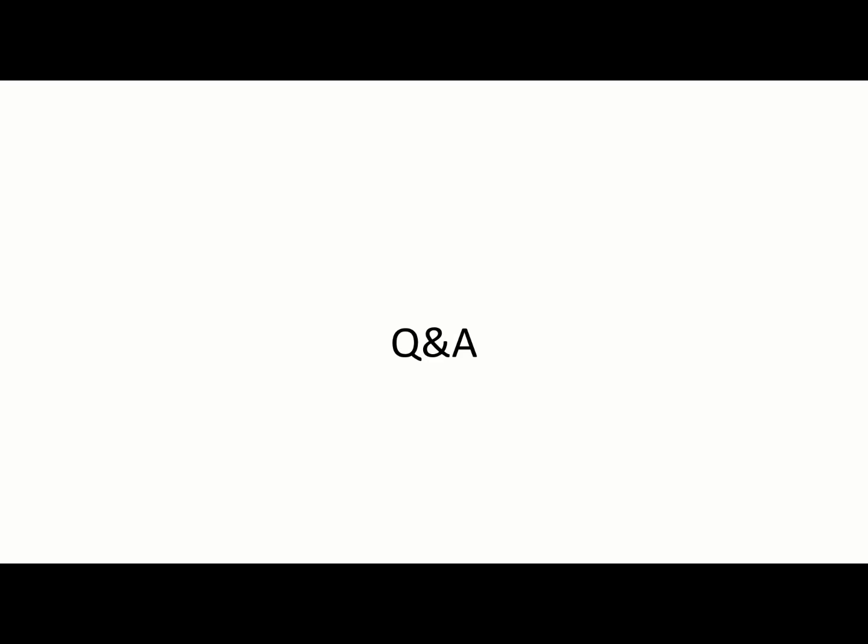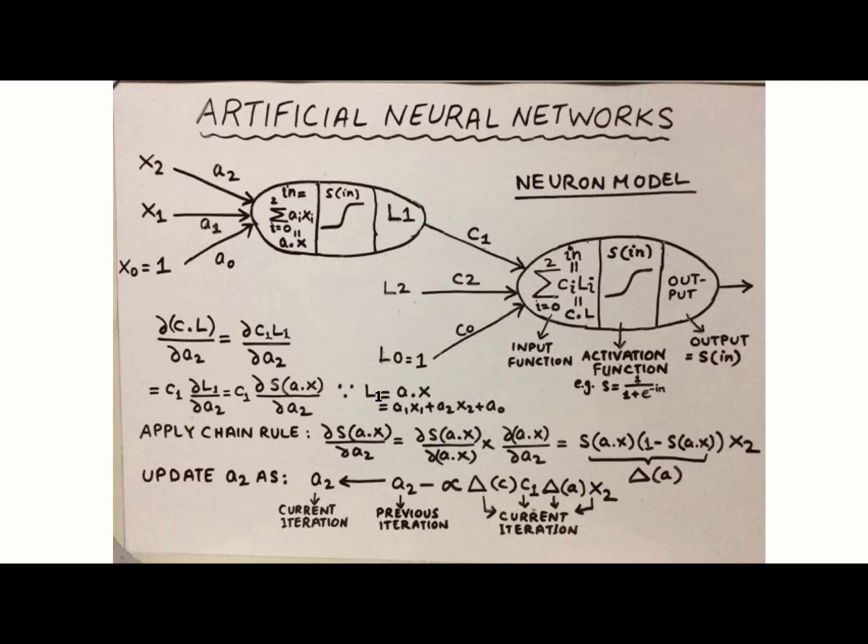Thank you very much. So now we're going to describe how to update the weights A2, A1 and A0. What we did in the previous step was that we looked at the neuron model, which was giving us the output. The input to that neuron was L1, L2, and the third input was actually a constant. We just say that L0 equals 1, a constant.